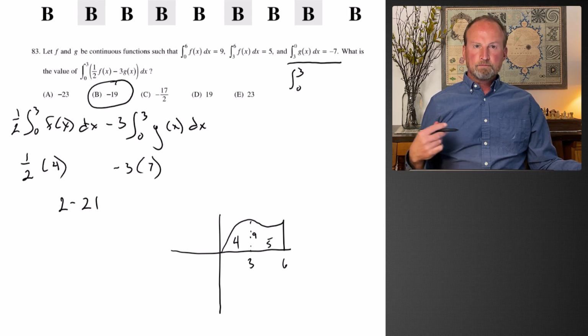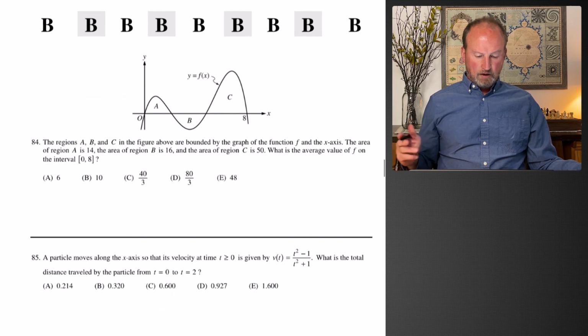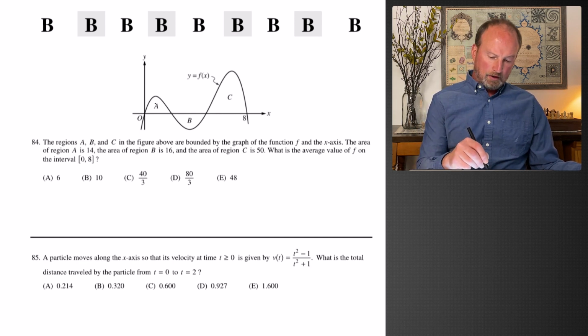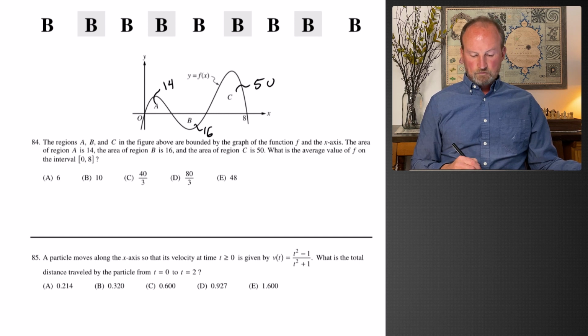Good to go? All right, 84. Regions A, B, and C are bounded by the function and the x-axis. Area of A is 14. Area of B is 16. And the area of C is 50. What is the average value?